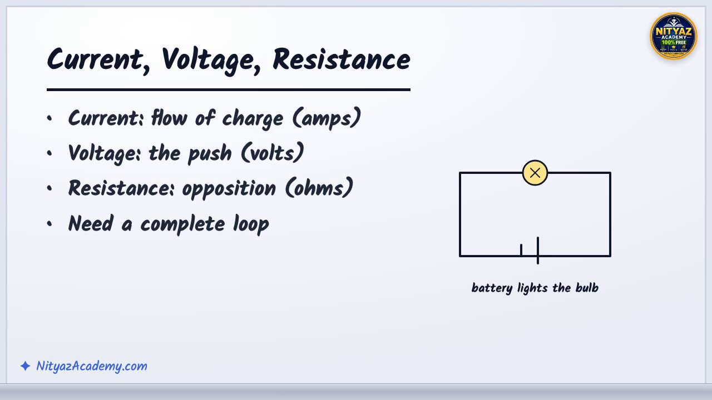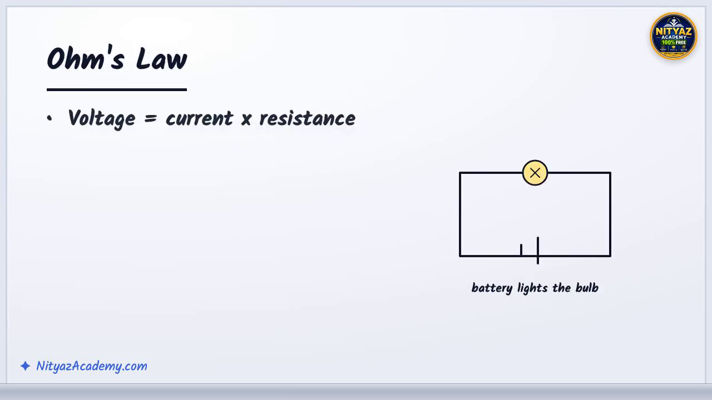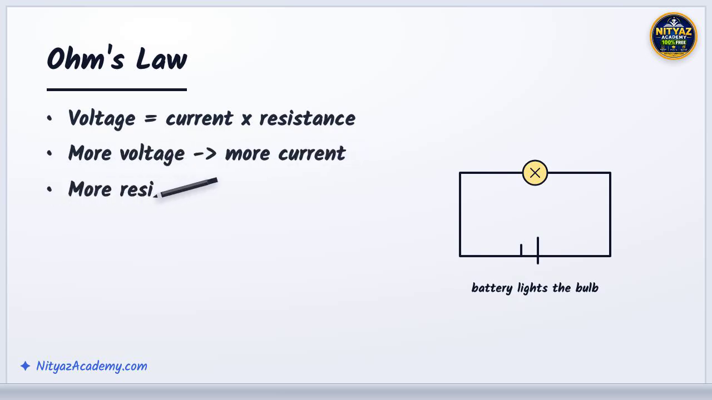And remember, charge only moves around a complete, unbroken loop. Break the loop, and everything stops. Ohm's law ties the three quantities together. Voltage equals current times resistance. Increase the voltage and more current flows. Add resistance and the current shrinks.